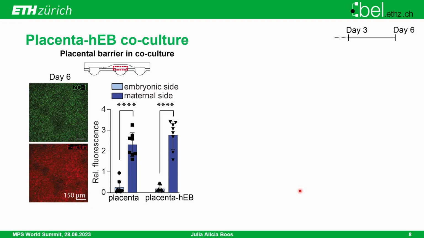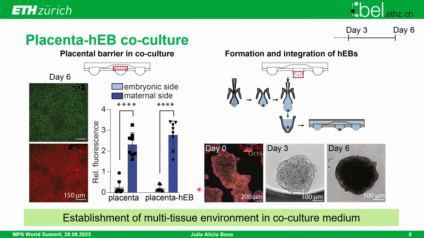In the next step, then, we focused on the establishment of the placenta-EB co-culture. Also here, I first want to focus on the placental tissue under co-culture conditions, which retained its tight and confluent properties also in co-culture with the hEBs. And that was again confirmed through a permeability assay, where we saw that the barrier tightness was not compromised by the co-culture condition. The EBs, on the other side, we preformed in a hanging drop well plate, so under static conditions, and only transferred them into the microfluidic device after 3 days to establish the co-culture.